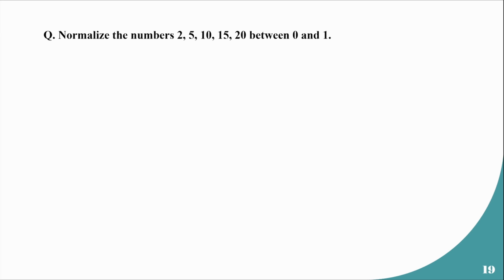So the formula for normalization looks something like this. It will be x minus the minimum value, where x is one particular component, so if you say 2, 5, 10, 15, 20, whatever. So x minus the minimum value divided by maximum minus the minimum value. So using this formula, you can normalize the values between the minimum and maximum range, between 0 and 1 in this case, right?